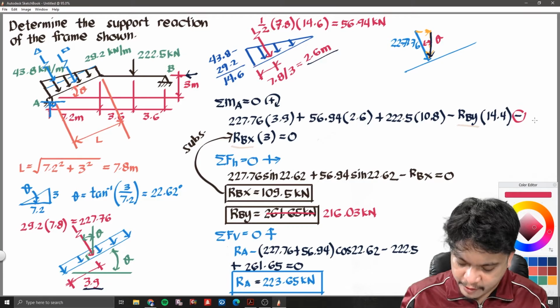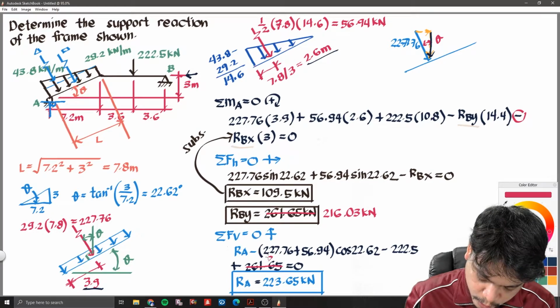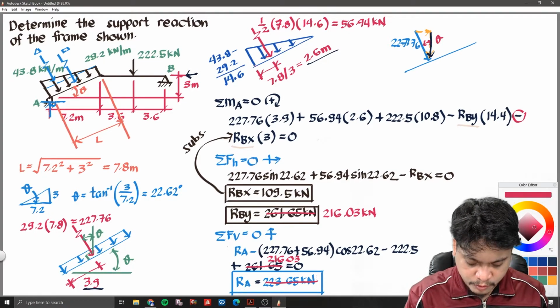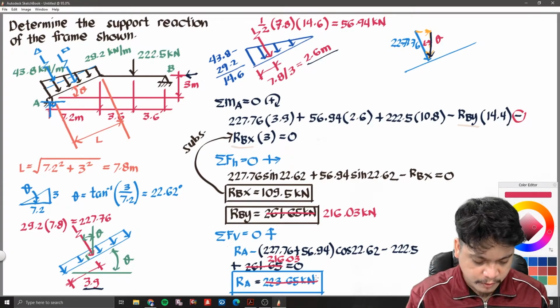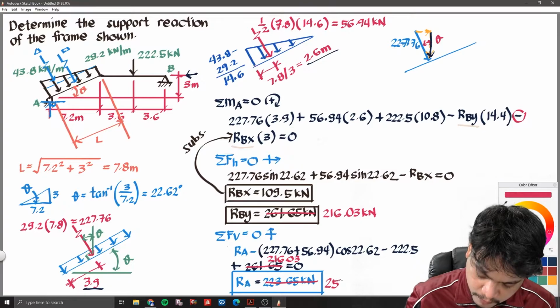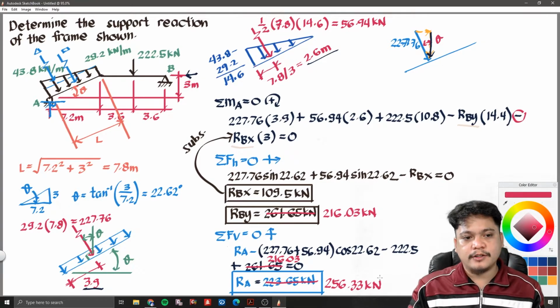And then, you will be having here ito. So, papalitan ko to ngayon. So, this would become equal now to 216.03. So, mababago yung RA ko, no? So, I will now have the RA equals to 227.76 plus 56.94, and then that's cosine of 22.62 minus 222.5 plus 216.03. So my RA now would become equal to 256.33 kilonewton. Okay? So, that's it. That's the problem.